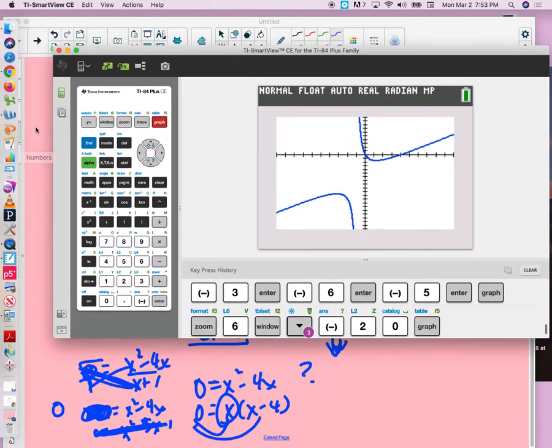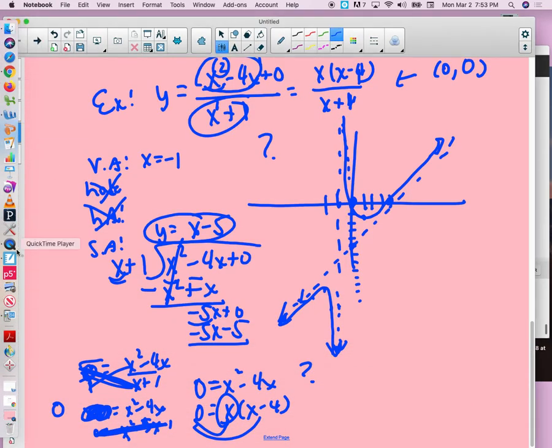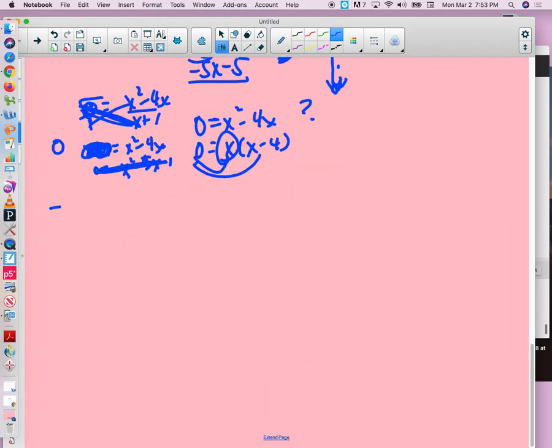All right, now with a slant asymptote, if the top is one higher than the bottom, do long division, which I think there's some practice on Delta Math, and watch out for zero coefficients. I honestly don't remember if there's a slant asymptote on the exam, but I just wanted to go over that. All right, let's look at number 5.